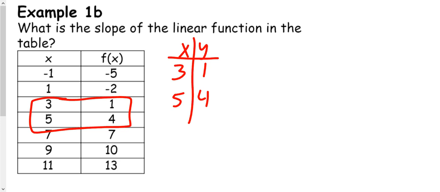It doesn't even have to be 2 points that are next to each other, by the way. You could pick the very first point and the very last point. That's okay, as long as you have 2 points from the table.